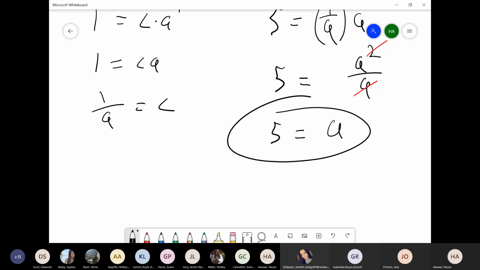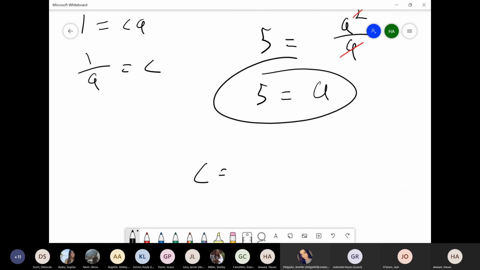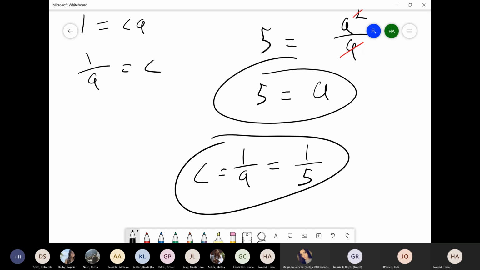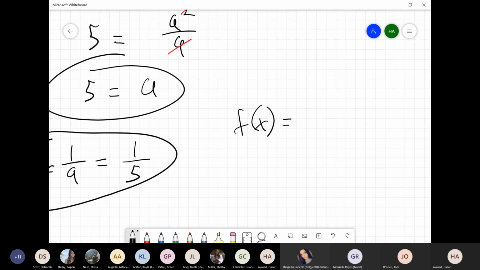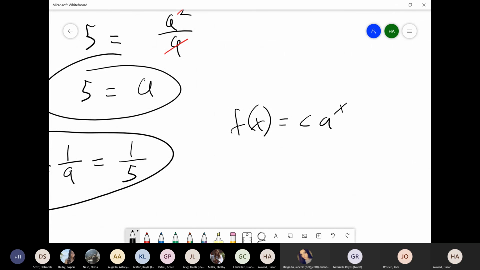That's perfect. Now what we have to do is figure out the final value for c, right? We got a value for a, and now we go back and we figure out what c is. And remember, c is equal to 1 over a, but we know what a is, so c is equal to 1/5. And you have now figured out your two values, so you can finally write your function f of x is equal to, and remember it was supposed to be in the form of c times a to the x, so f of x is equal to 1/5 times 5 to the x power.